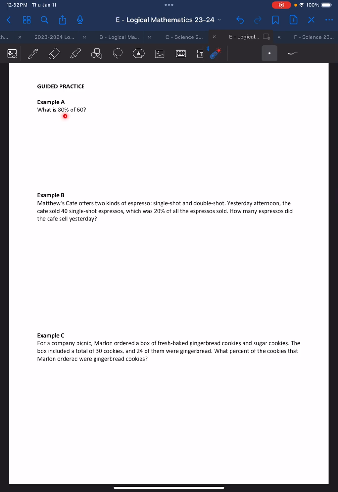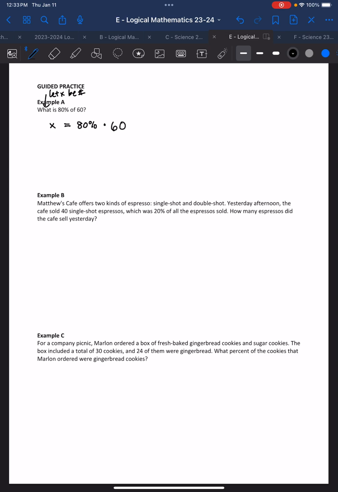It says, what is 80% of 60? So there really isn't a word problem here. It's more like just translating. So we have x. Let x be the number that we're trying to find. And we have x is, so x is equal to 80% times, of, 60.